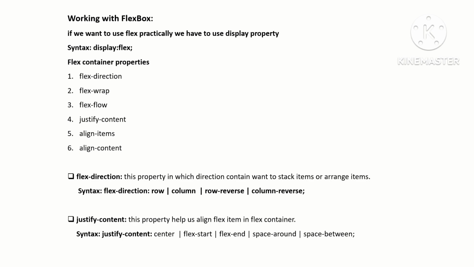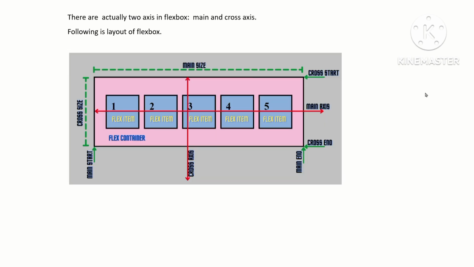Let's quickly go over some important Flexbox properties. First up, display flex. When you use this on a container, it turns the container into a flex container and all the items inside become flex items. This gives you full control over how they are arranged. Basically, if you want to use Flexbox, just add display flex to the parent container.